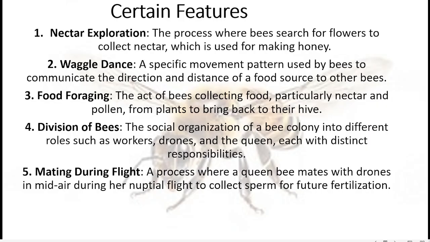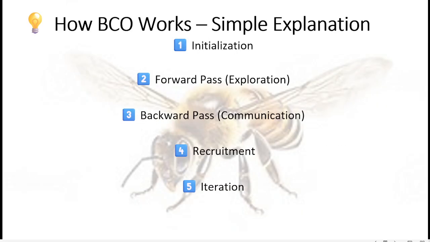And fourth one is division of bees, the social organization of the bee colony into different roles such as workers, drones, and queen, each with distinct responsibilities. And fifth and last one is mating during the flight, the process where the queen bee meets with drones in mid-air during her nuptial flight to collect sperm for future fertilization. And next is how BCO works.